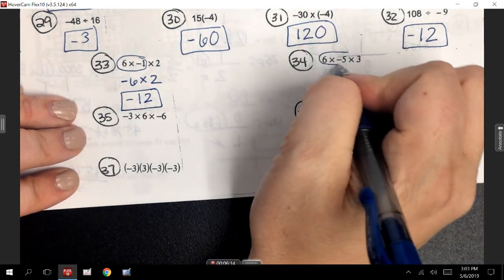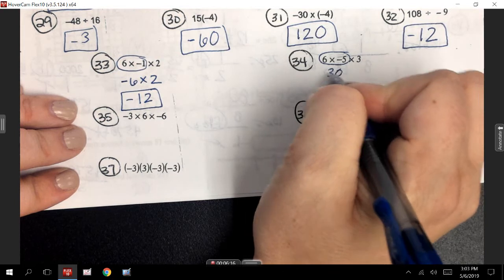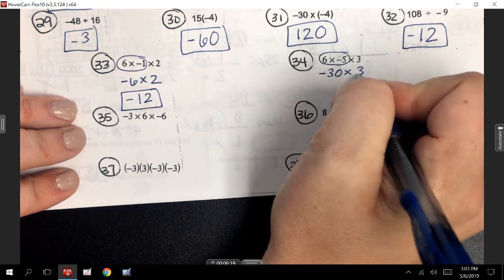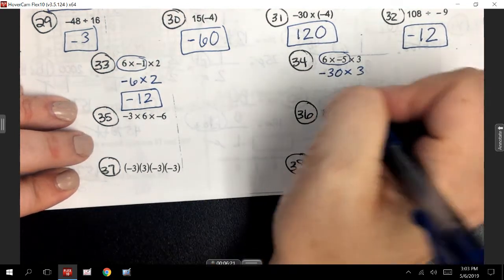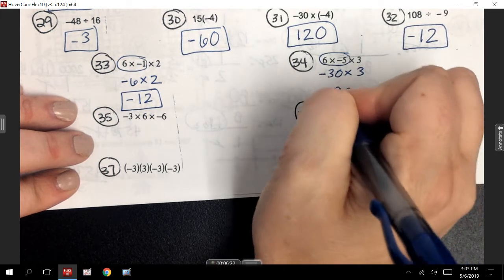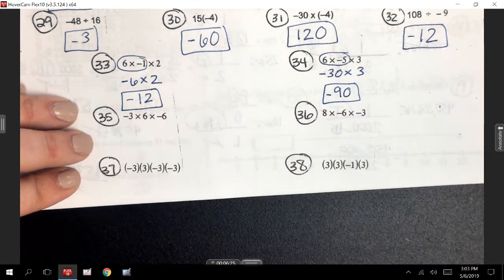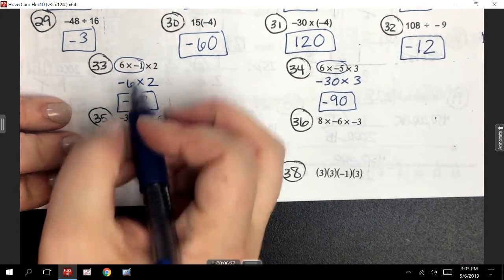All right, 34, the first two. 6 times 5 is 30. It's negative because they're different signs. Bring down my times 3. 30 times 3 is 90, and it's going to be negative because they still have different signs.